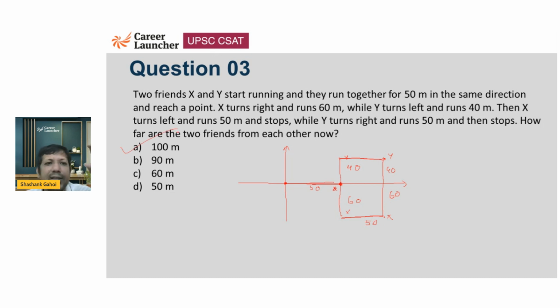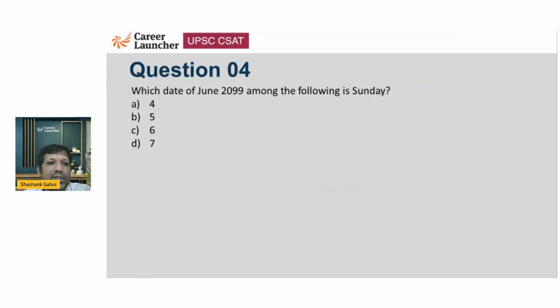So whenever you see a question on direction, always start drawing the diagram and eventually you are going to get the correct answer. Okay. Now let's look at this one. It says on which date June 2099 is Sunday. Okay. So what I'm going to start.